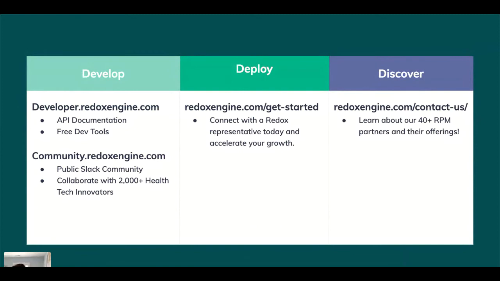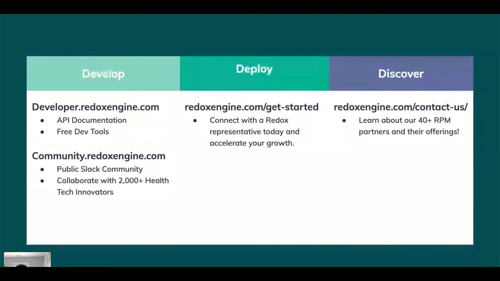We also have a public Slack group where we have over 2,000 health tech innovators, a mix of entrepreneurs, developers, other folks that have fallen into the Redox circle some way along the way, where you can collaborate with your peers and ask questions and learn things, and we'd love to see you in there.